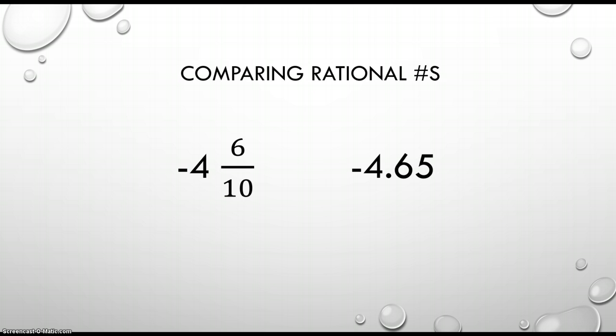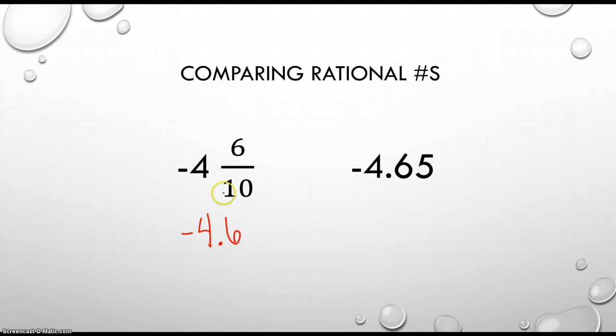Okay, and last but not least, we have comparing rational numbers. I talked about comparing rational numbers and using that to order our rational numbers. We're going to see that both of these are in two different forms. One's in a mixed number, one's in decimal form. So I want to change them both into the same form so I can compare those two. And they're both negative, so we have to be careful when we're comparing our negative numbers. First, I'm going to take this mixed number and change it into a decimal. Negative 4 and 6/10 would be negative 4.6.